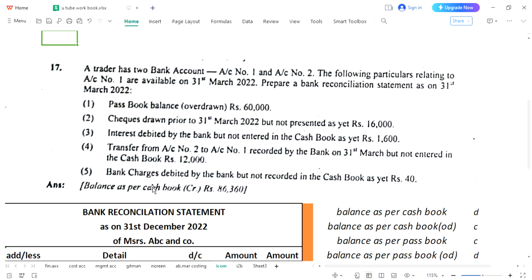Today's target is to solve question number 17. The chapter which we are related with is bank reconciliation statement. As you can see, our requirement is to make and prepare a bank reconciliation statement.